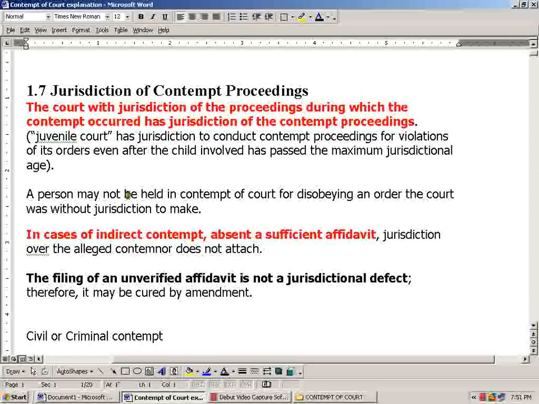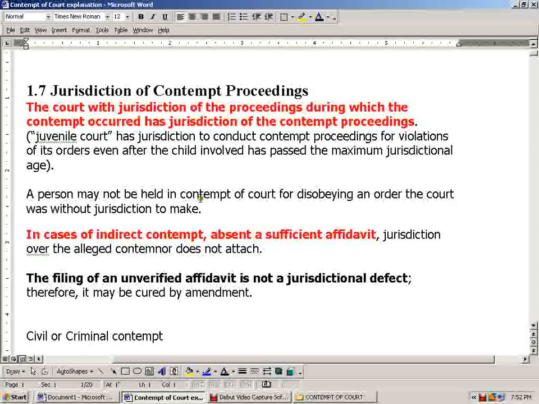Okay. So jurisdiction of contempt proceedings. The court with jurisdiction of the proceeding during which the contempt occurred has jurisdiction of the contempt proceedings. If you're in a district court and that's where the contempt was, well, they need to go to the district court administrator. Circuit court administrator. Municipal court administrator. Whatever court you're in, wherever the proceeding is, if that's where the contempt is, because we're talking about something called indirect contempt, is really what we're going to be talking about. You take it to the court administrator of that court.